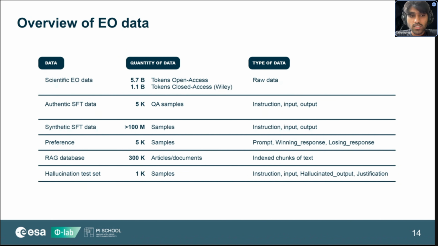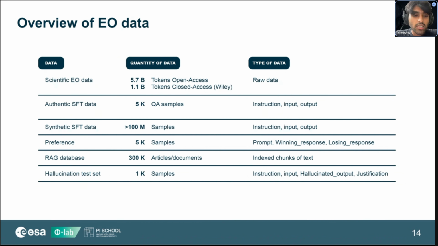So preference data set is what Àlex was talking about. That is, for every prompt, it has a winning or a losing response, in which a human basically evaluates and sees what response wins over the other. We also had 5K samples for this. And for building the RAG database itself, we had close to 300K article documents, which were just small pieces of chunks that we used during ingestion.